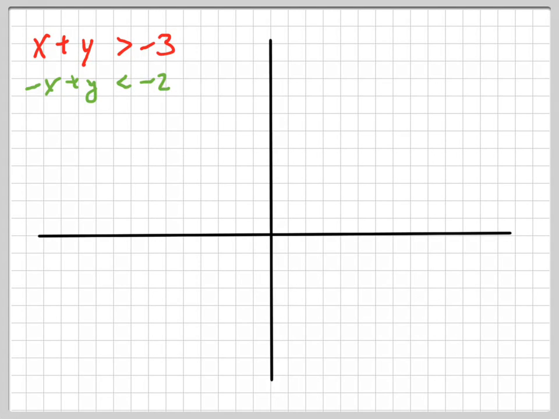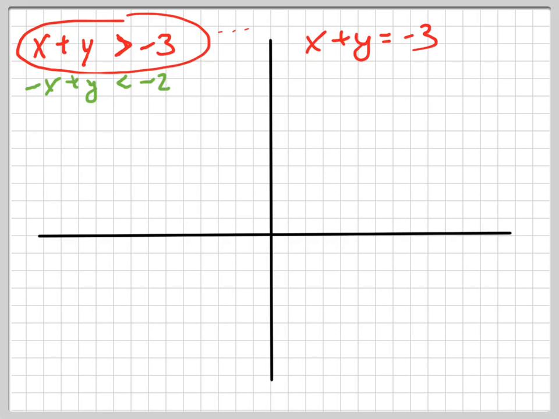Alright, let's graph this system of inequalities. The first thing to do is to graph the equations, so I'm going to do them color-coded. The red equation right here, notice it says greater than but not equal to, so it's going to be dotted. But let's go ahead and graph this line anyway. x plus y equals -3.